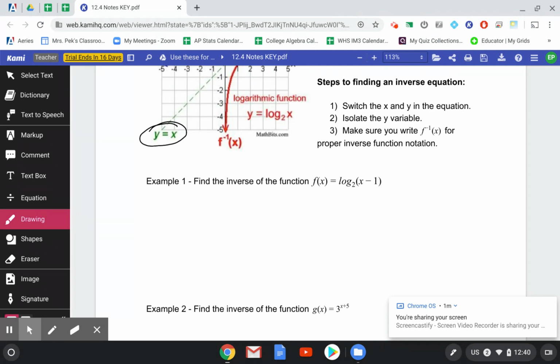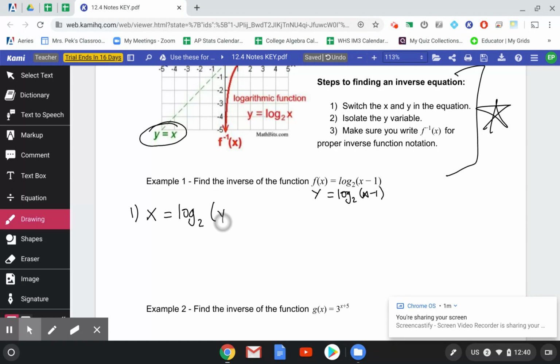The first step is going to be to switch the x and the y in the equation. Here I don't see a y, but hopefully we all know that y is the same as f of x. So I can rewrite this in a different form so we can see that y variable. Then step 1 is to switch x and y. So I'm going to rewrite it: x equals log base 2 of y minus 1. I've switched x and y in my equation.